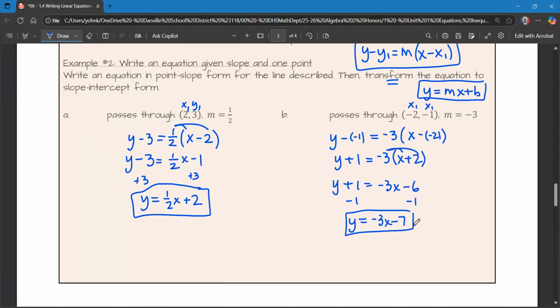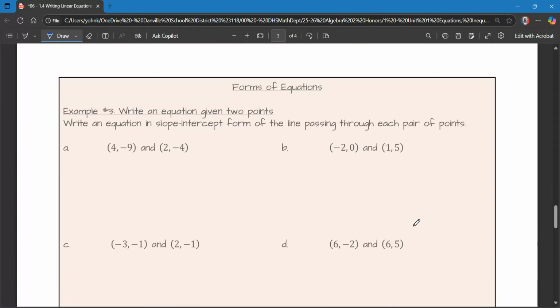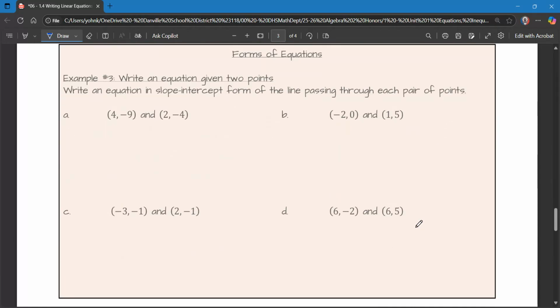All right, let's kick it up a notch and do some interesting ones. Write an equation in slope-intercept form of the line passing through each pair of points. Now I've taught you two different ways that you can find it. You can either right away do slope-intercept form, but that can get a little jumbled, or you can first start in point-slope form and then translate it to slope-intercept. I think it's a lot easier to start with point-slope, so that's how I'm going to do it.